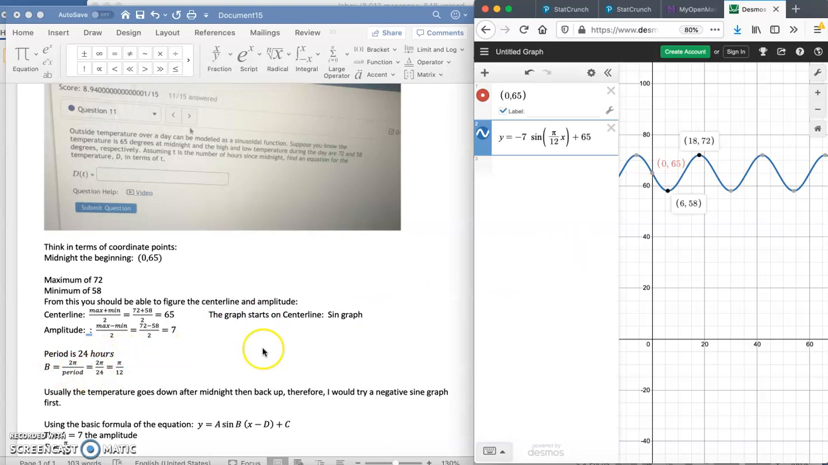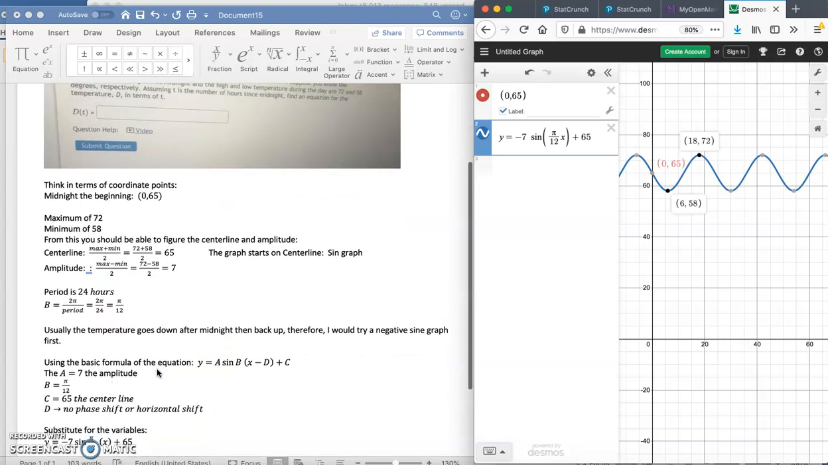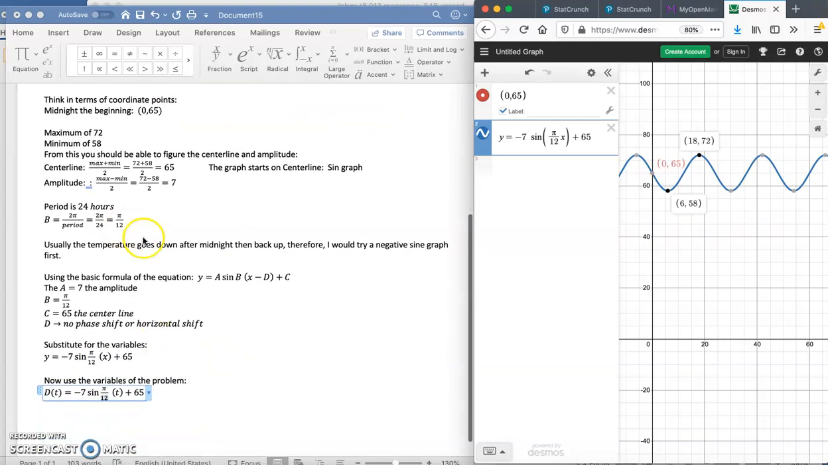Okay, so the period. Well, it's a 24-hour cycle. 24 hours in a day. So put 2 pi over 24, you get pi over 12. And I've explained the temperature going down and back up.